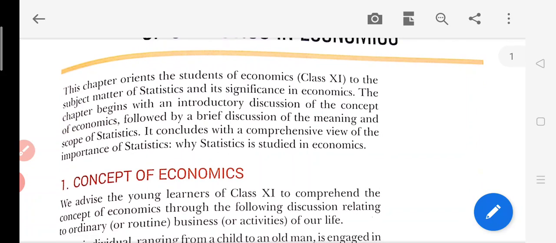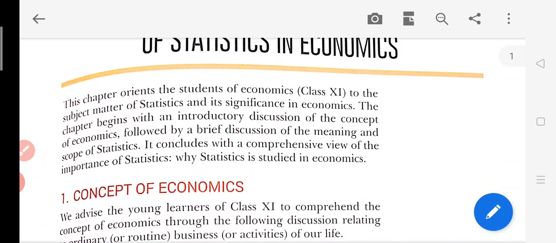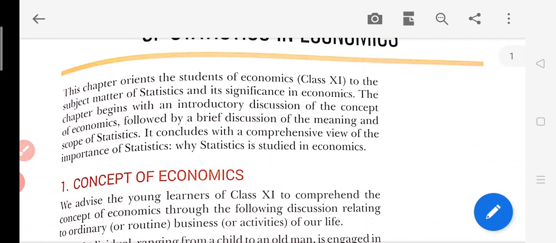So here, let us try to understand. According to the given syllabus, we will be learning about what is economics, and the meaning, scope, functions and importance of statistics in economics. Meaning, scope, functions and importance will be related to statistics in economics, and what is economics we will understand as a separate topic here. Now let us understand what the concept of economics says.